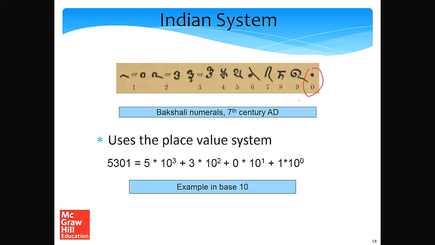So this is an old script recovered from Bakhshali, which is in modern-day Pakistan actually, from the 7th century AD. So it uses the place value system. So what is the place value system? Any number of this form is 5 times 10 to the power 3 plus 3 times 10 square, plus 0 times 10 to the power 1 plus 1 times 10 to the power 0. So the number 10 over here can be considered to be the base. So this particular example is an example in base 10.